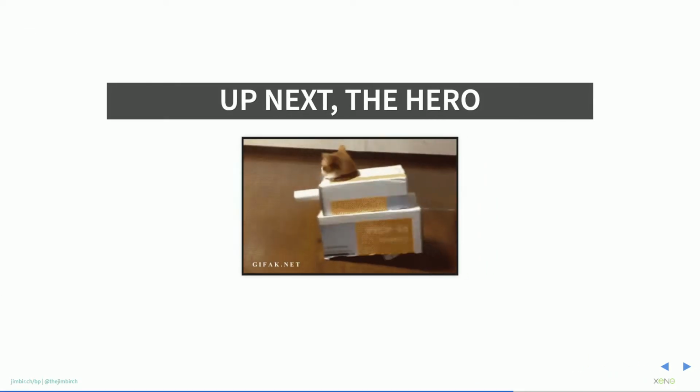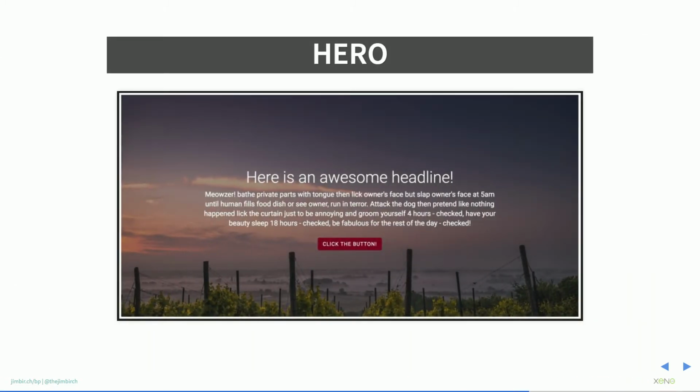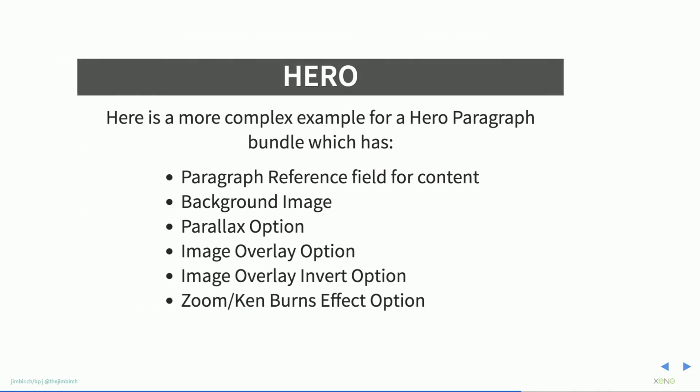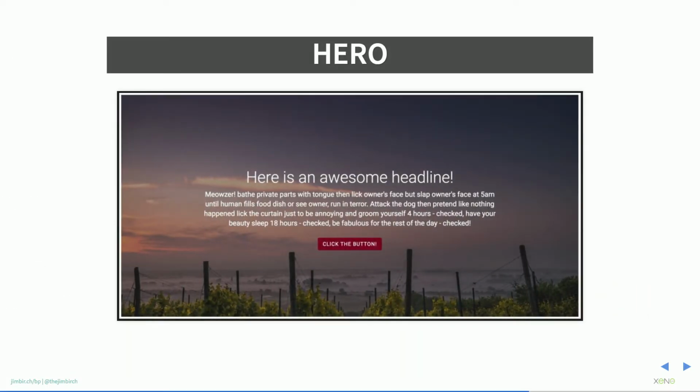The hero is a more complex example. This is what it looks like. I also have it on the demo page. It's a big full screen image. It has a subtle zoom effect. It has a parallax effect. Background image, paragraph reference field for the content, parallax, image overlay, so we can put in darkness over the image, or an image overlay invert, a whiteness over the image, then that zoomy Ken Burns kind of effect here.